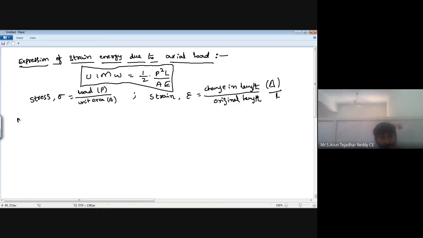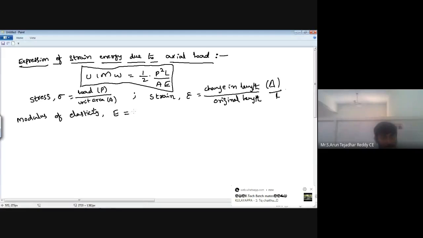And what is the modulus of elasticity, indicated as capital E, is equal to stress by strain. Stress is indicated by this symbol, strain is indicated by this symbol. So these three formulas are the basic concept.